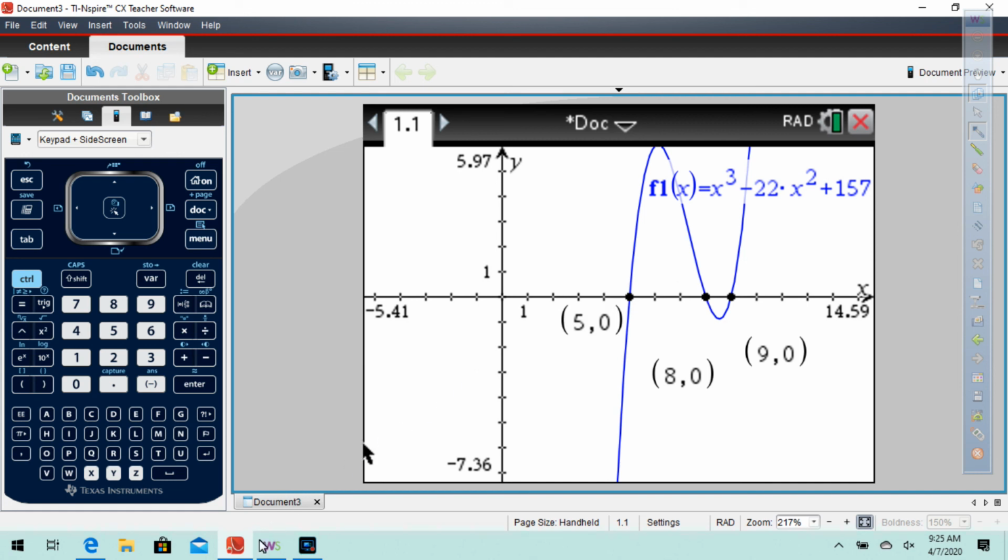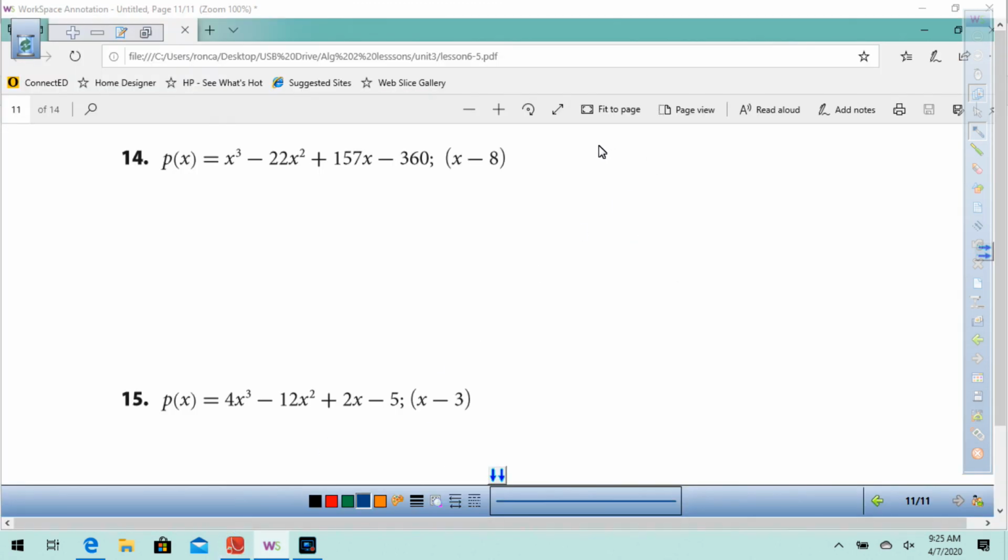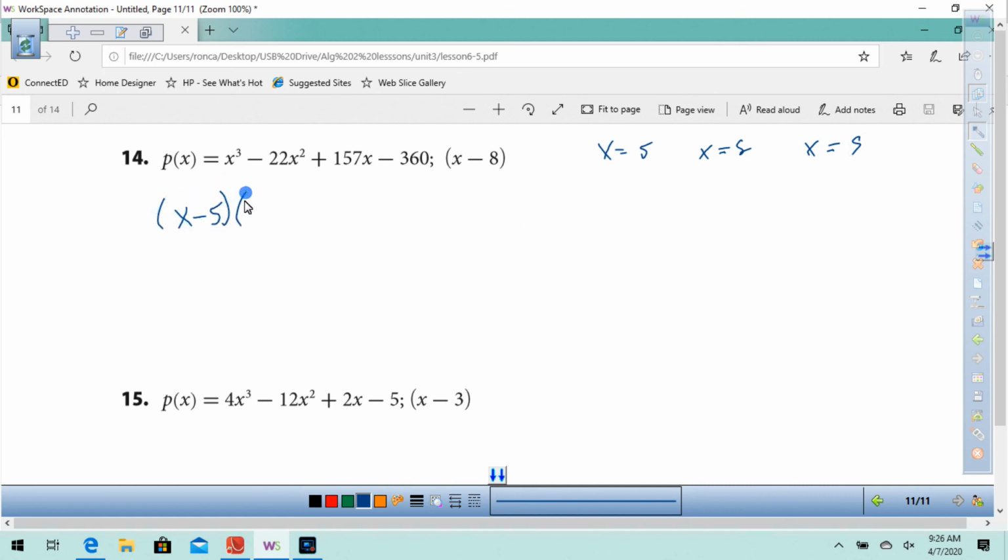All right. So x equals 5, x equals 8, and x equals 9. So we're going to have x minus 5, x minus 8, and x minus 9. Those are the 3 factors.